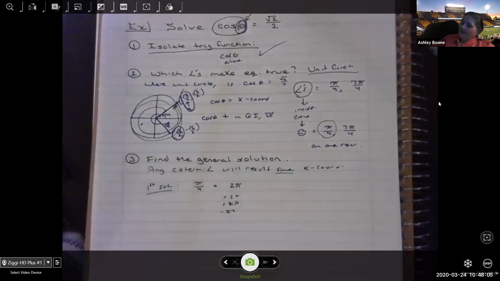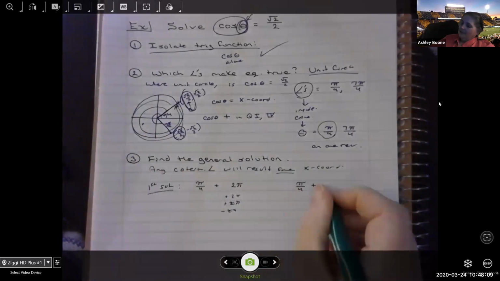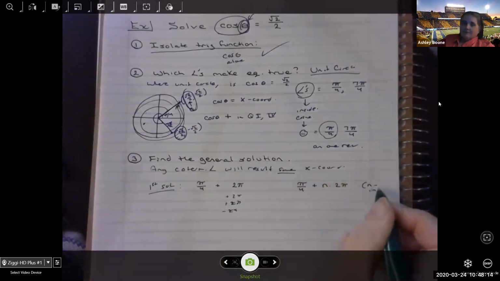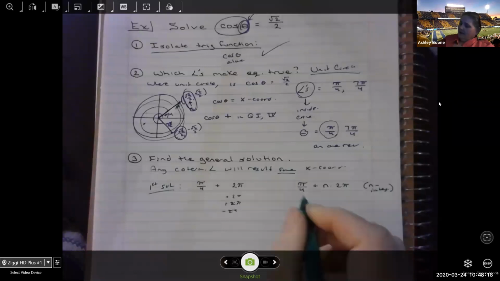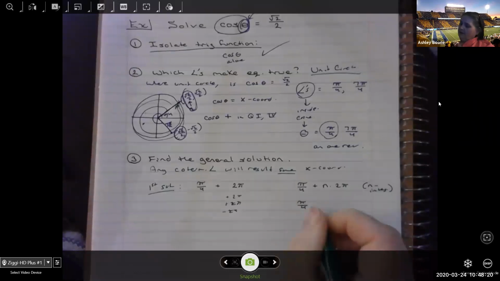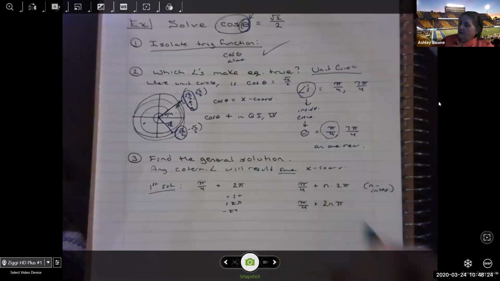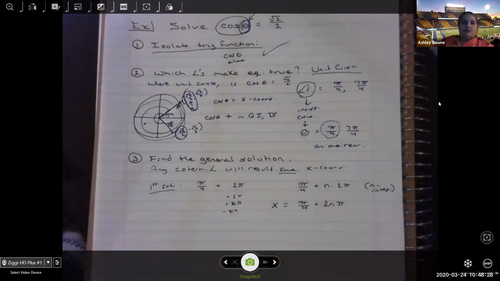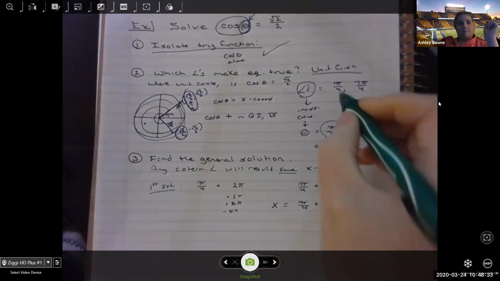So I could write this as pi over 4 plus n times 2 pi, where n is any integer, any nice whole number there. So lots of times you might see that written as pi over 4 plus 2n pi. Lots of times it's written that way as well. But this is the general solution for that first angle, that first case.